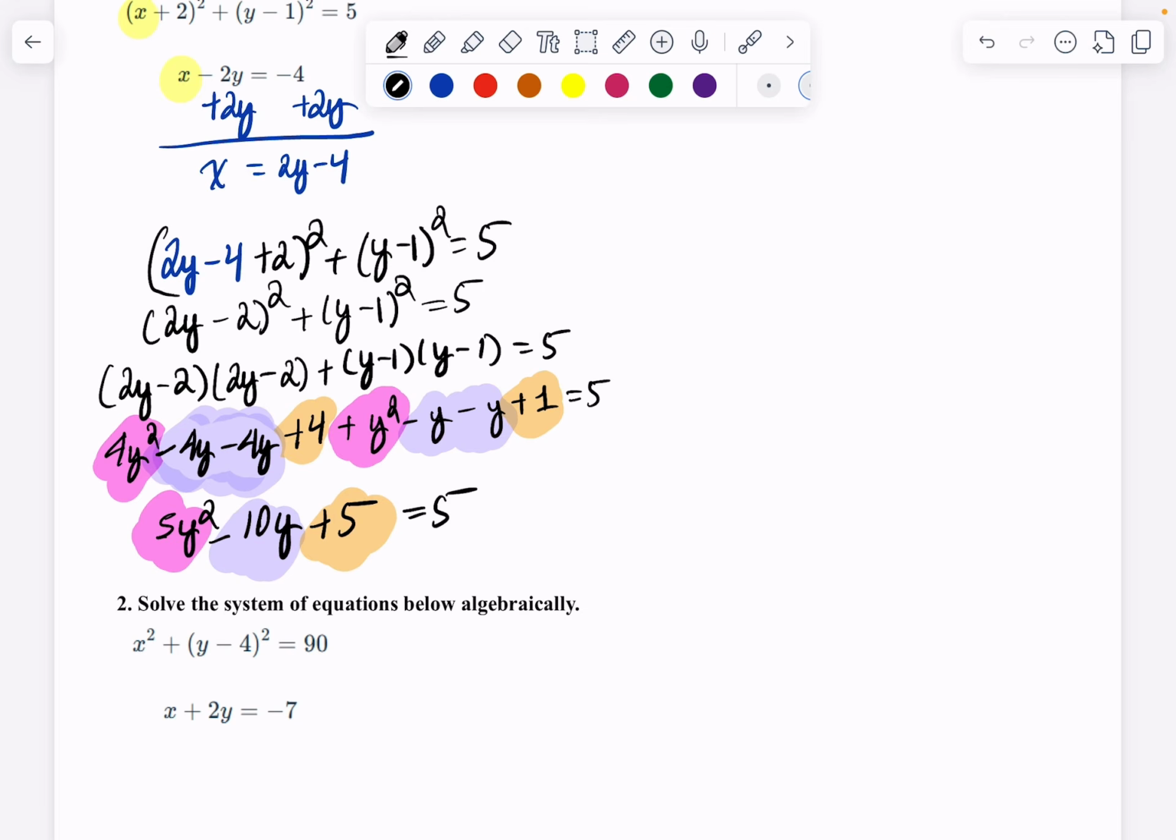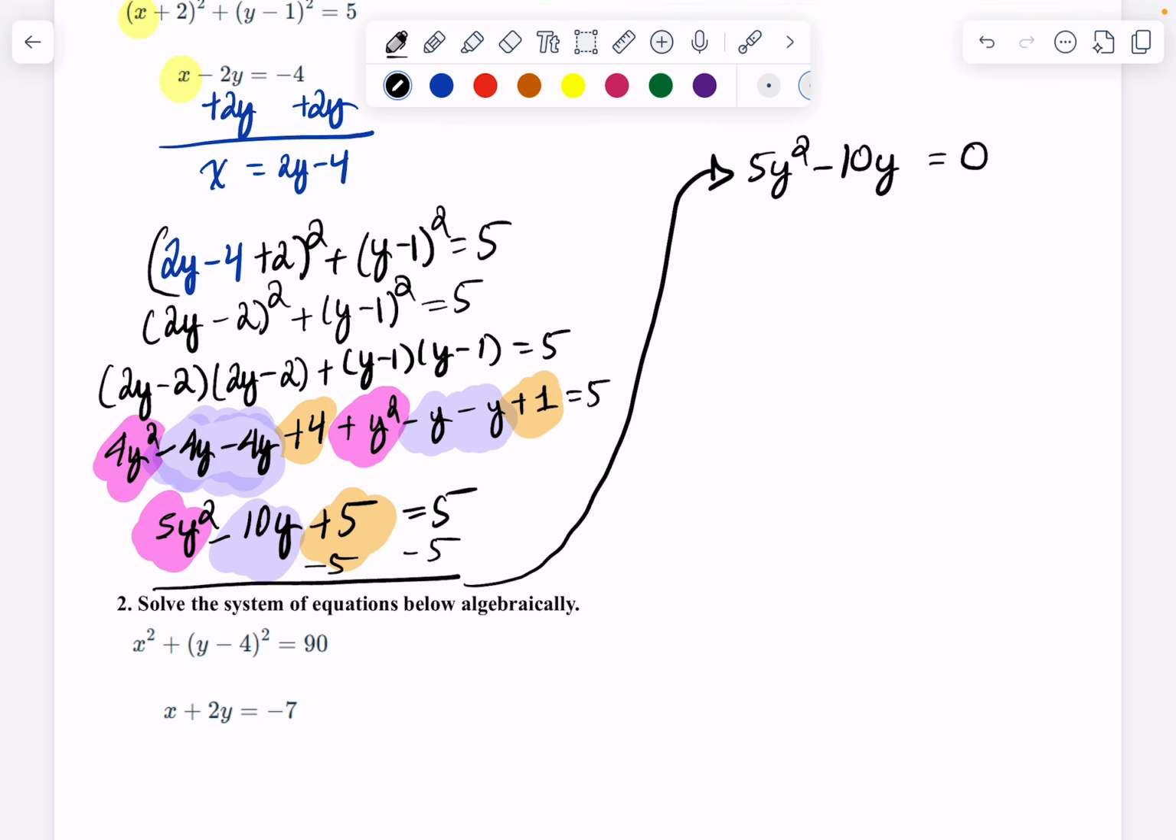We have to set it equal to 0 in order to be able to factor. So then I end up with 5y squared minus 10y is equal to 0. For this one, we could factor by using the GCF, which is 5y times, let's see, y minus 10. No, y minus 2 is equal to 0. Let's check: 5y times y is 5y squared, and 5y times 2 is negative 10y. Okay, so we set it equal to 0.